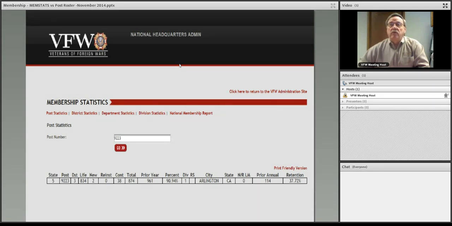Prior annual members. This is the number of annual members that paid post 9223 during the membership year 2013-2014. This is the number that we use for you to calculate your retention. Your retention is based off the number of annual members your post had last year. At this time, the post has 37.72%, or in this particular case, they have retained 43 members of the 114 annual members the post had last year.